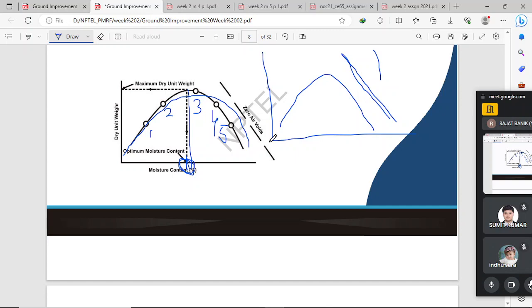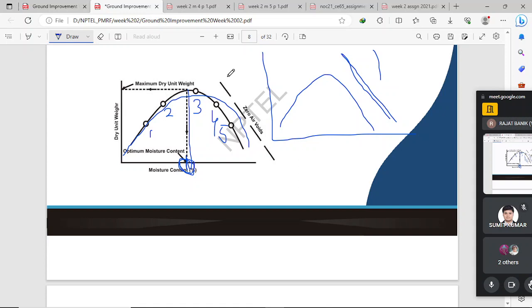It is nothing but called the zero air void line. It is always constant for a particular type of soil. It does not depend upon the compactive energy, nor upon the moisture content. We always get a similar type of curve for a particular soil.